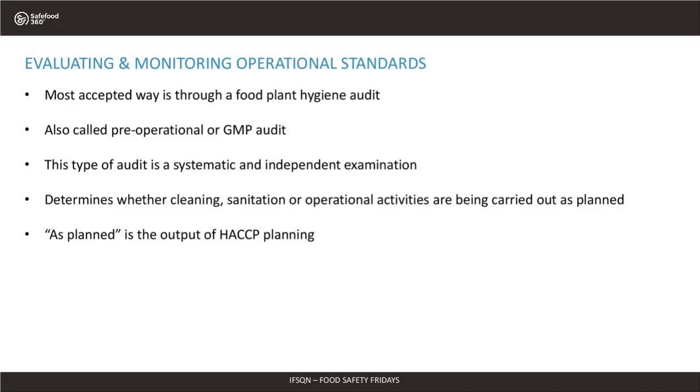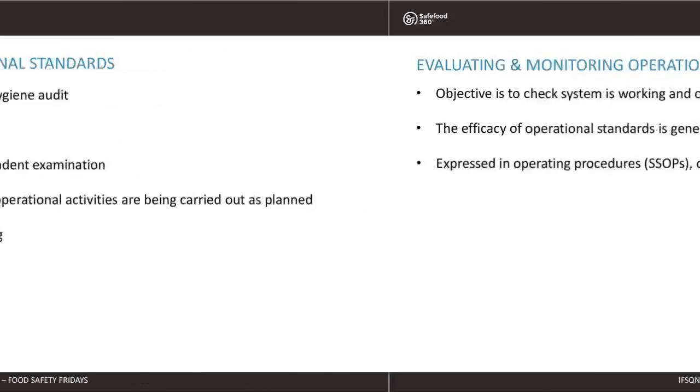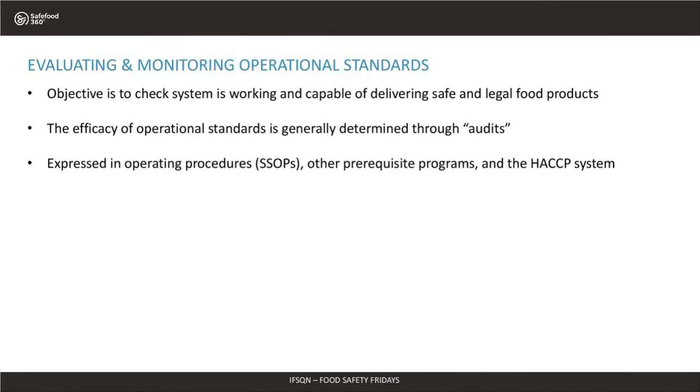Okay, so one of the ways we do it is through these pre-operational and GMP audits, and these tend to be very systematic in nature. Really what they're trying to do is determine whether or not standards are in place as they're set out and as they're planned, and that plan is normally the HACCP plan that we're looking at.